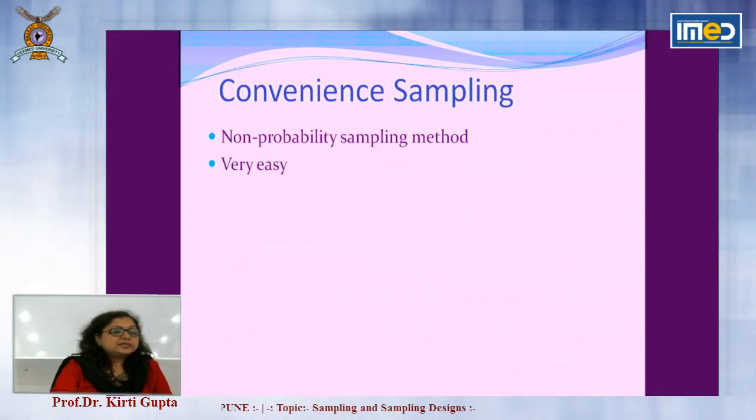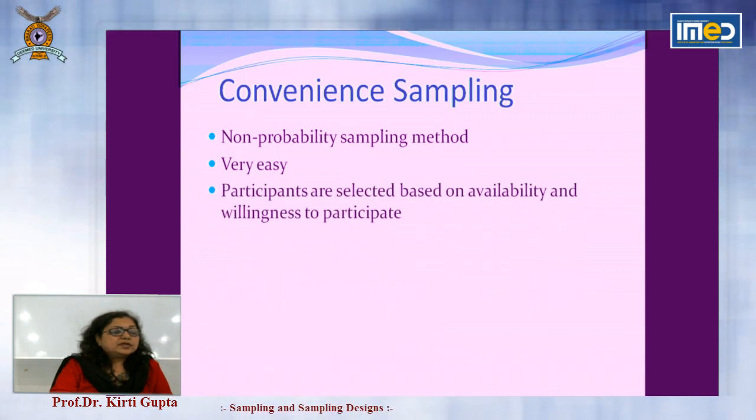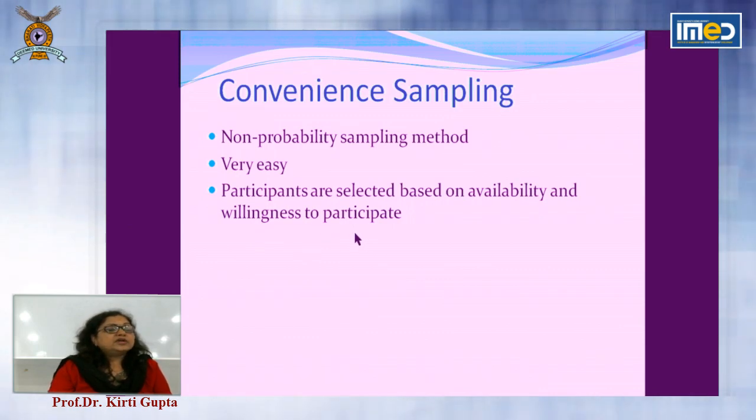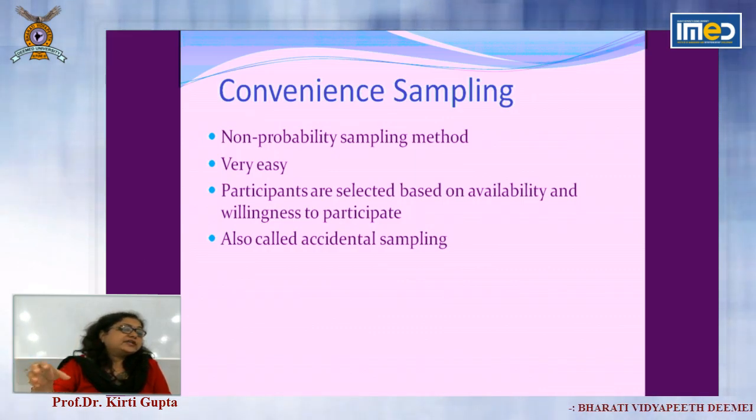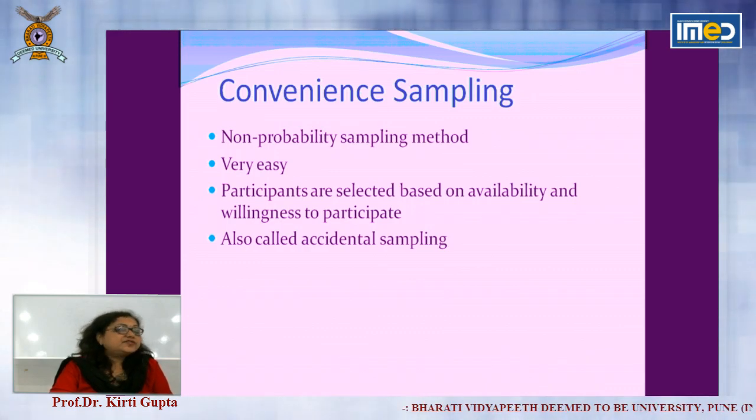This is a very easy method, convenience sampling. In this, the participants are selected based on availability and willingness to participate. Now, convenience sampling means the researcher chooses the sample units as per his convenience, as per his own thinking. He steps out, suppose a news reporter is going to cover an accident or something. There he will go and he will try to get the views of people on the site, and whatever views he gets, that becomes his convenience sampling.